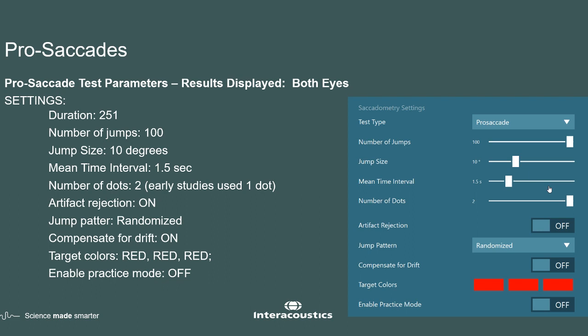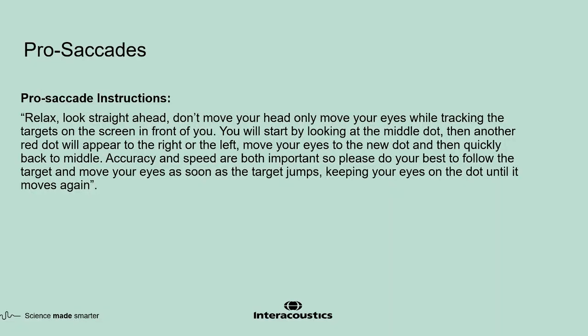So for pro-saccades, here are the parameters that we're using for our research right now. 100 jumps, 10 degrees, with the mean time interval being 1.5 seconds. We're currently using a 2-dot paradigm. We start with the center and then they move to the target on the right. The jump pattern's randomized. We're using the same colors. We don't give them practice modes. The instructions that we use for pro-saccades are standardized, and it's basically: relax, look straight ahead, don't move your head, only move your eyes while tracking the targets on the screen in front of you.